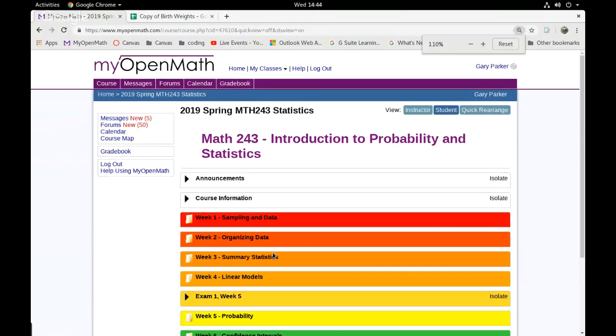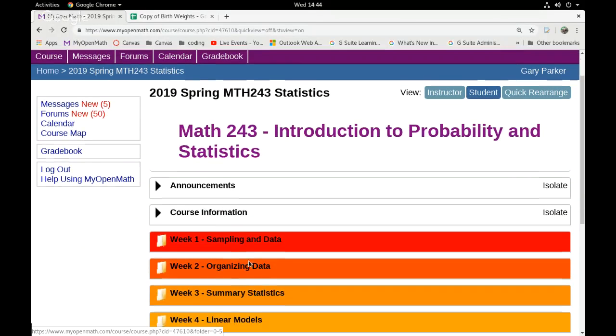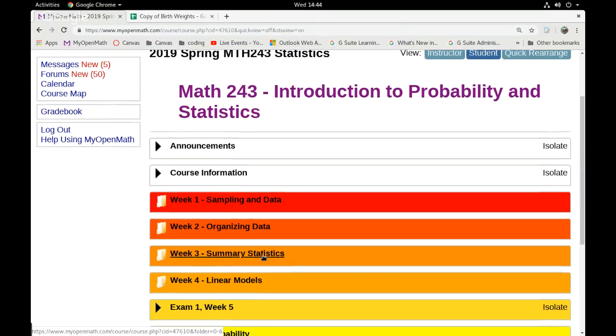So recently in statistics, we went over sampling and data, organizing data, and summary statistics, and recently started on linear models. So the organizing data and the sampling, we were looking at graphs, mostly frequency tables, relative frequency tables, and histograms based on each of those. Summary statistics, remember, a statistic is a calculation you make based on a data set, a sample set. There's a whole bunch of different ones we have there.